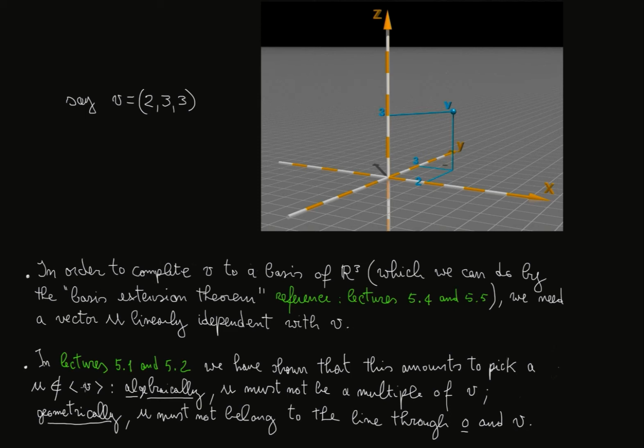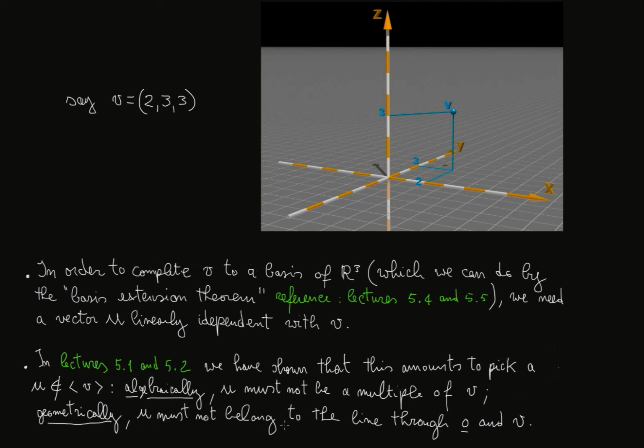So if you want to get a vector that is linearly independent with a certain number of other vectors, we just have to pick a vector that does not belong to the subvector space generated by these other vectors. So in this case, these other vectors are just one, v. So we just need to pick a vector that doesn't belong to the vector space generated by v. Algebraically, u must not be a multiple of v, because the set of linear combinations of just one vector v are just multiples of v.